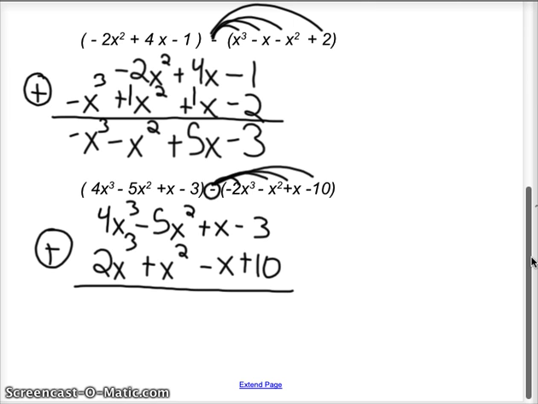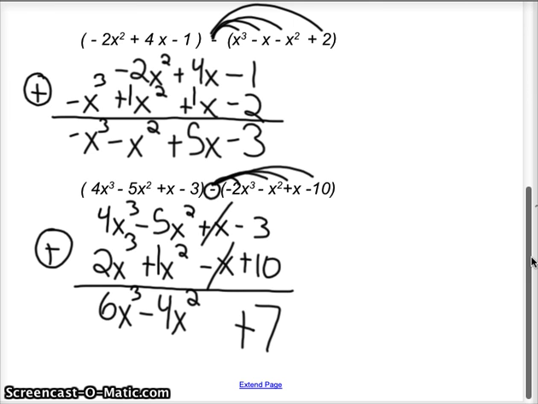So now, I just combine all my like terms. 4x cubed plus 2x cubed, 4 plus 2 gives me 6x cubed. Negative 5 plus 1 is a negative 4x squared. x minus x just cancels out. Negative 3 plus 10 is a positive 7. All right.